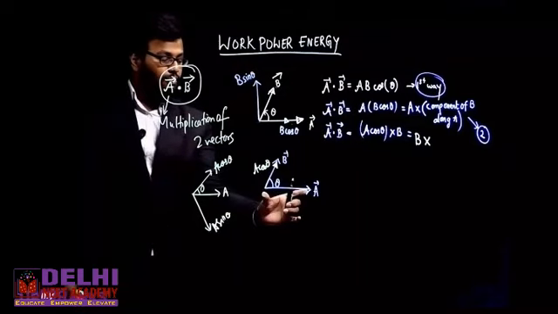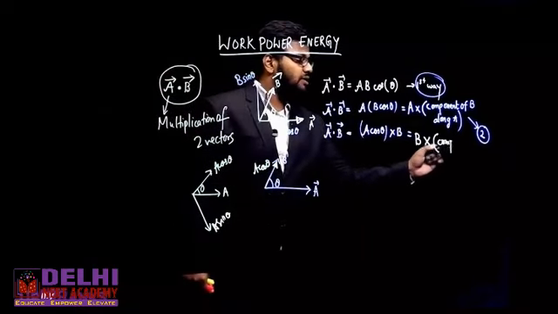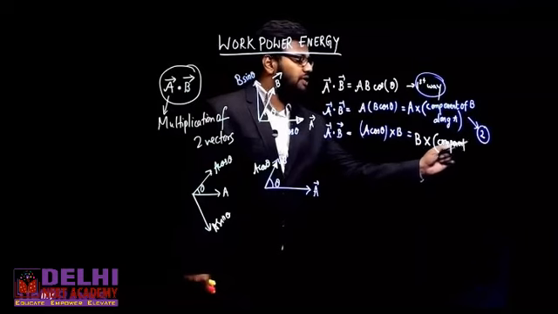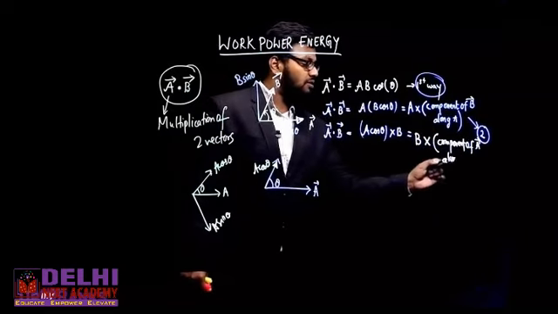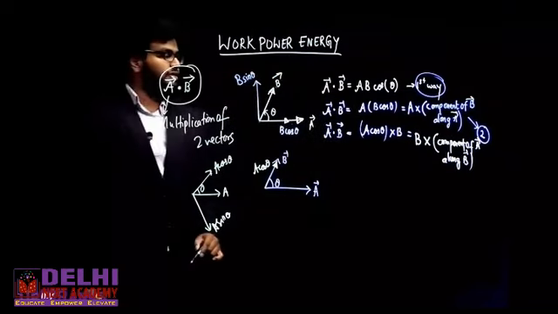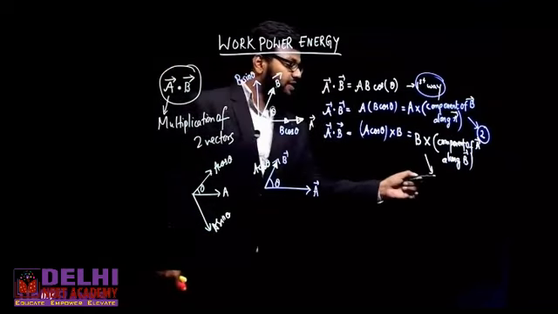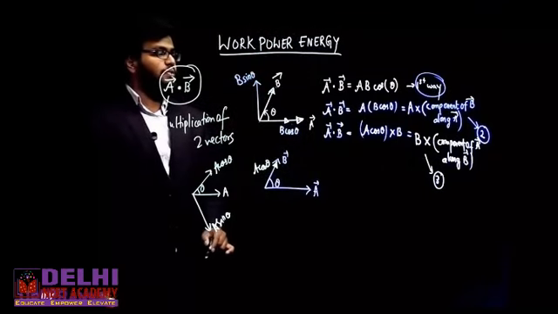A cos theta is nothing but component of A along B. So A cos theta is nothing but component of A vector along B vector. Along what? Along B vector. So this is the third way of defining A dot B. So all the three definitions are very, very important.